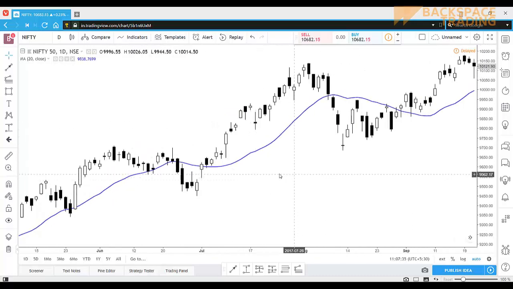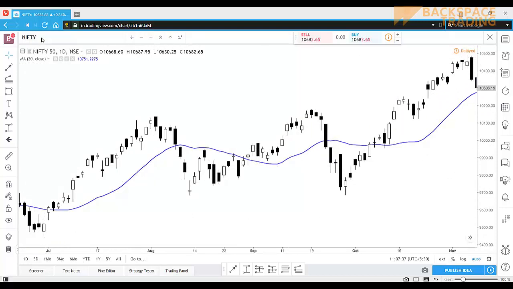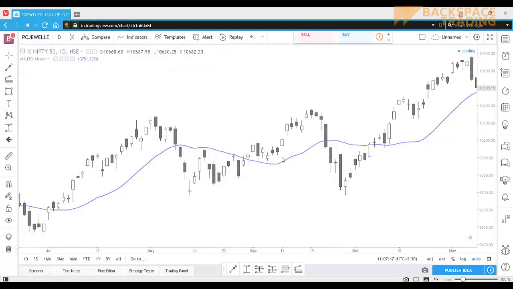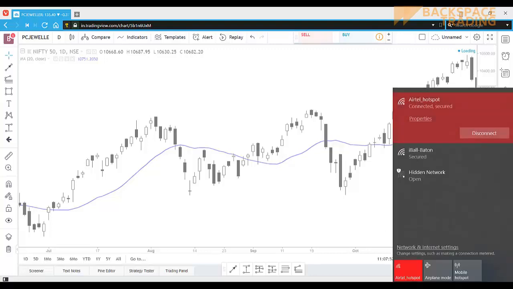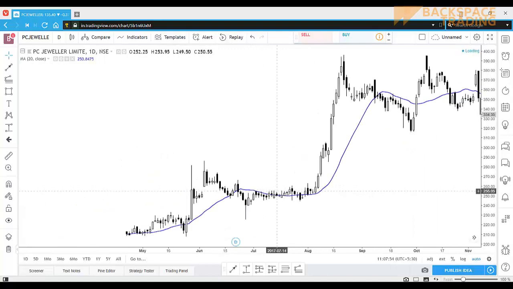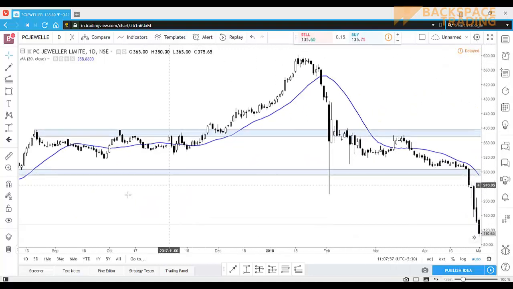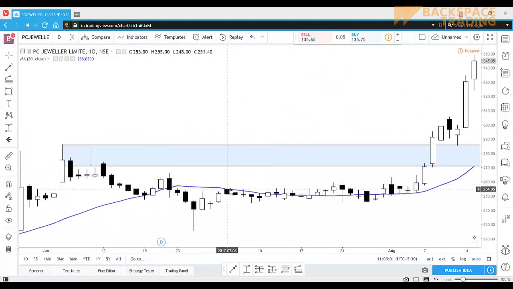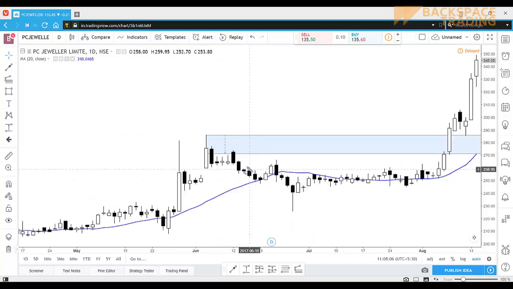The best stock that I traded with this is, I will show you, PC Jewelers. It was a pretty long time back. It had a good consolidation. This is something that I traded. You see this consolidation? Price was in a tight range box for a very long time.